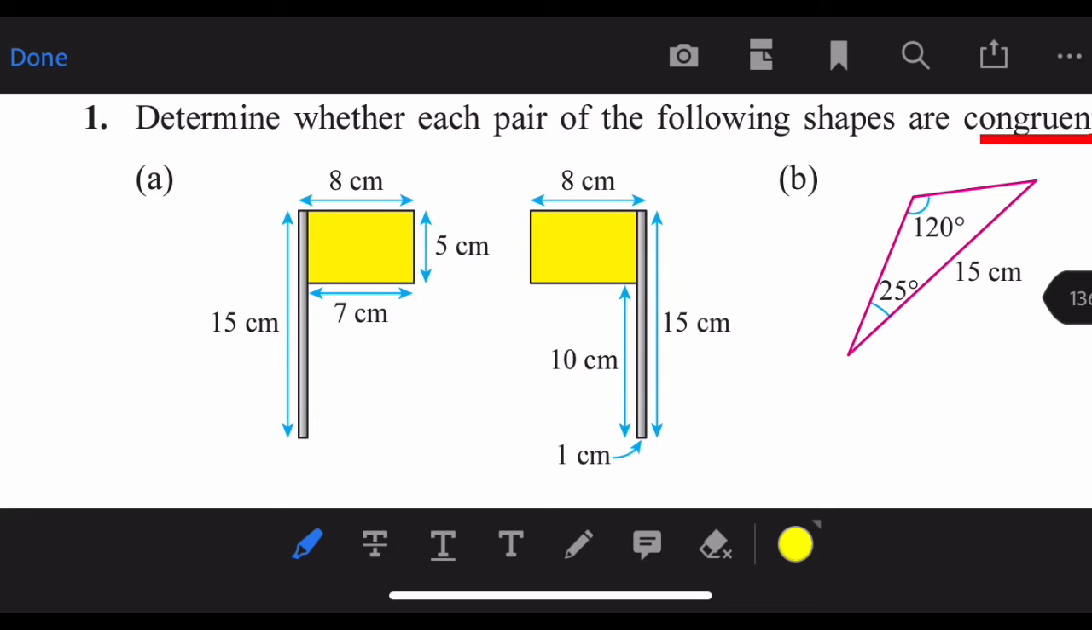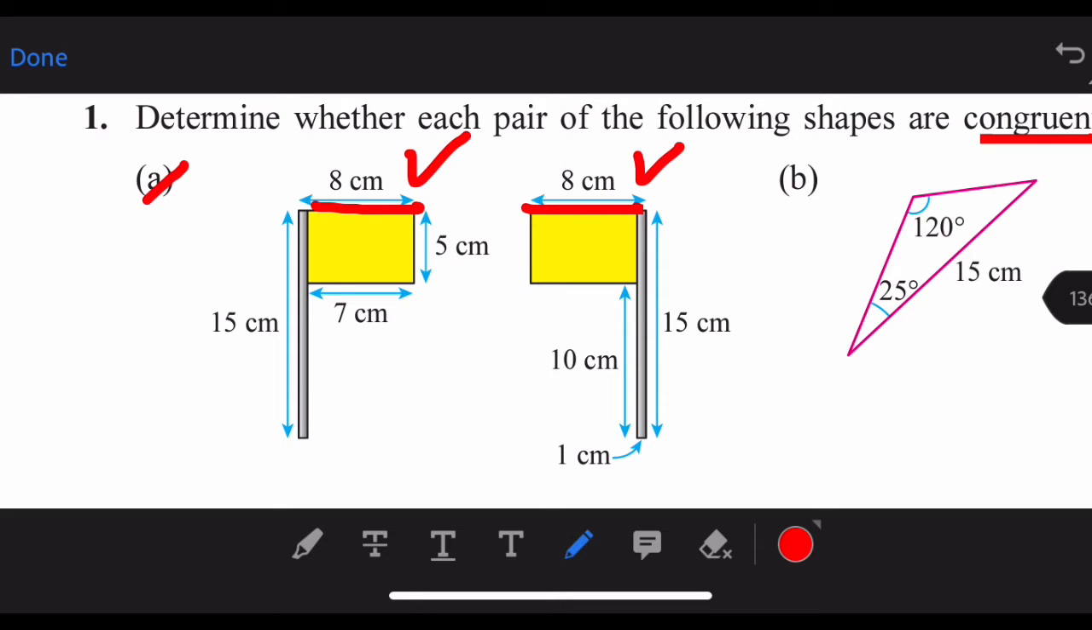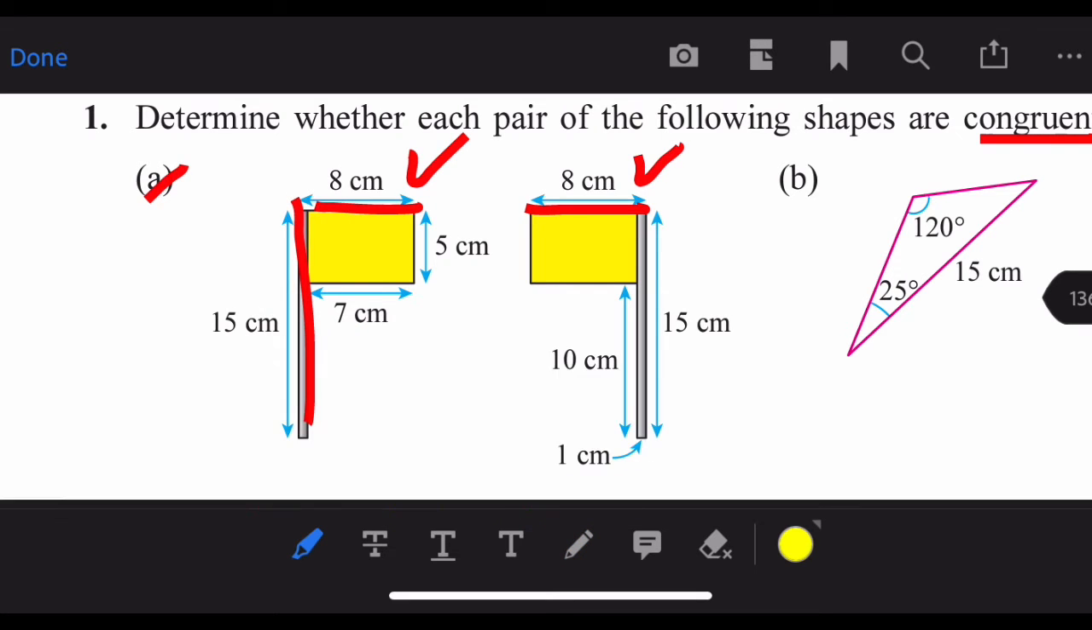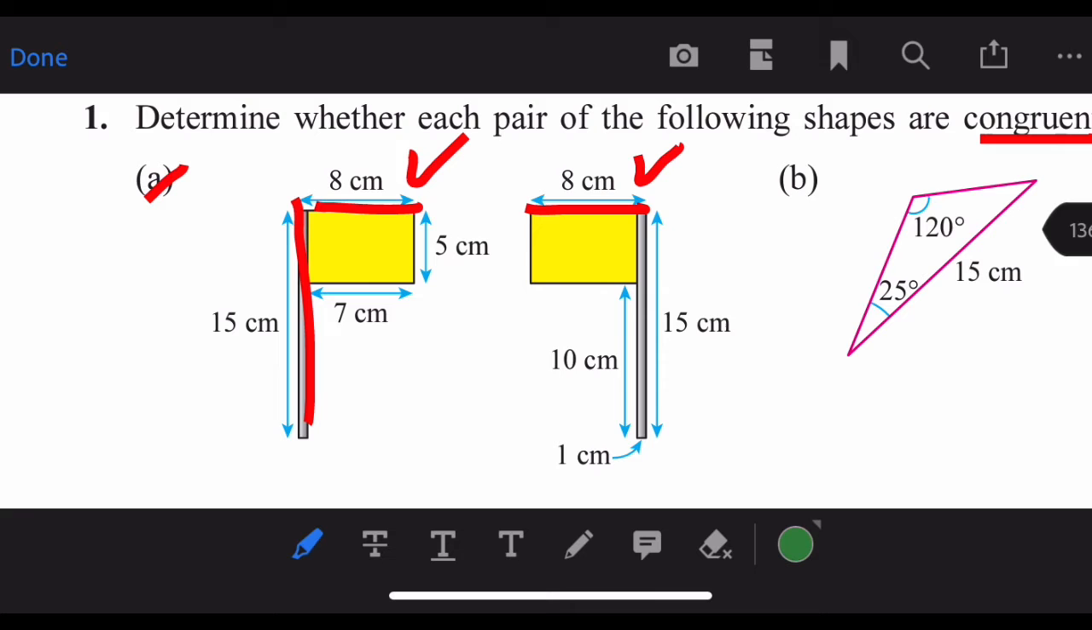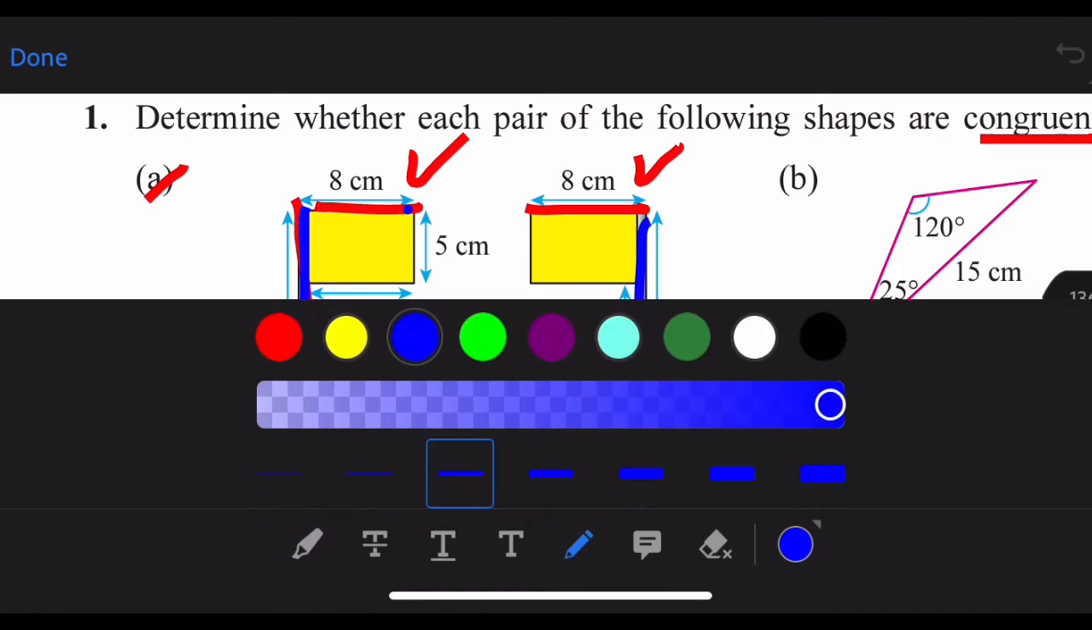The position or the orientation is not important. For example, for question number 1a here, if we check carefully, it seems like these two are the same. If we double check, this one is 15. I'm going to use another color pen to show you the corresponding side must be equal. So this one is 15, right? Then let's double check this 5 is a 5.